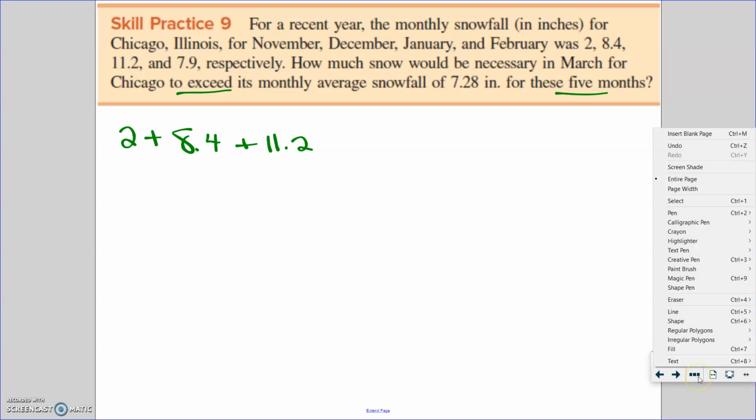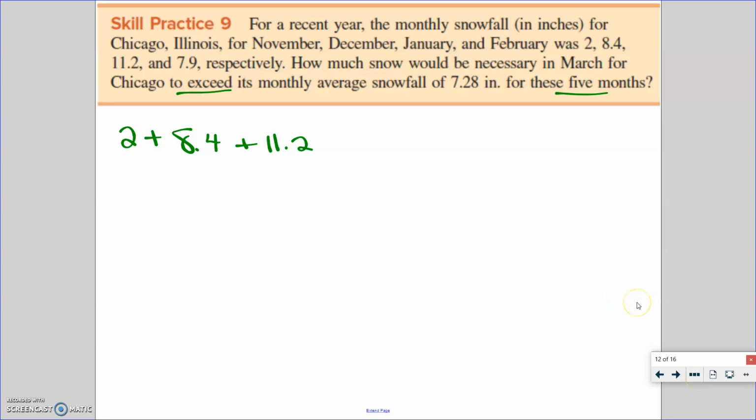So we're currently adding up all of our snowfall totals for the 4 months we know. The last one was in February, and that's 7.9. But we're looking for how much we need in March, so I'm going to say plus X. And when you average, you divide by how many there are. So in this case, there will be 5, since we're looking for how much we need in the 5th month.